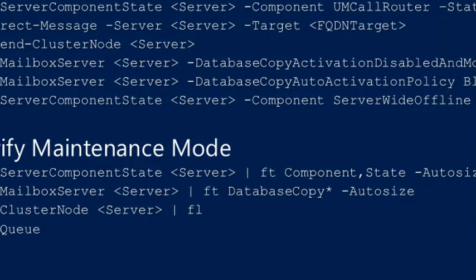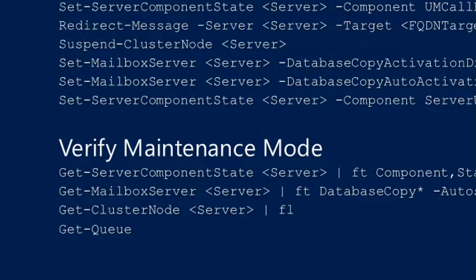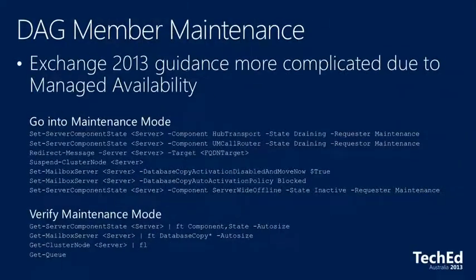I always like to do get mailbox server and pipe out what database copies are on it to make sure there are only passive copies on that server. And I like to use get cluster node to verify that that node is paused so that it can still participate in voting but does not become the primary active manager. And then I like to use get queue to make sure that the queue is fully drained before I go ahead and bounce the server and start doing work on it as well.